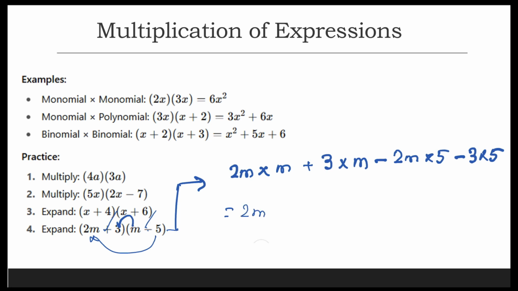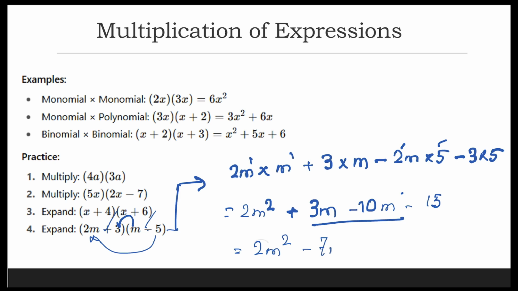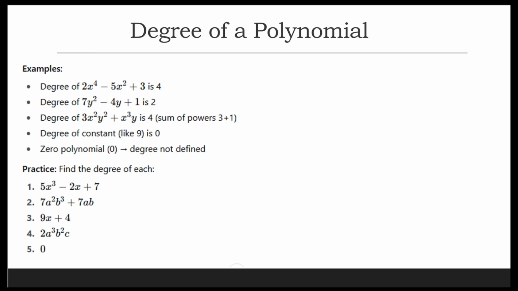So here 2 into m to the power 1 and 1, 2m square, plus 3m to the power 1, minus 2 into 5, 10, m to the power will remain 1, minus 15. Now these are like terms. So 3 minus 10 is minus 7. So 2m square minus 7m minus 15. So that's how this problem is solved.